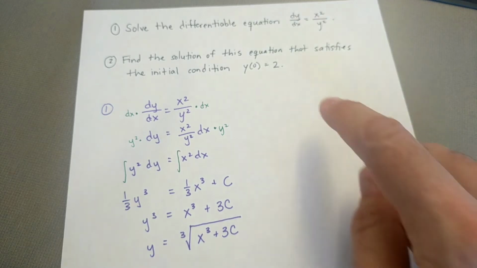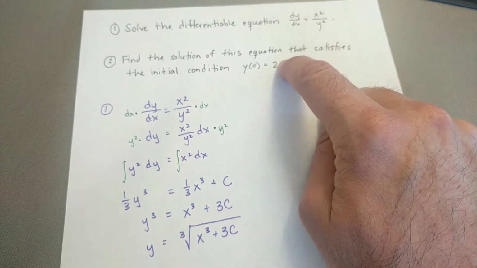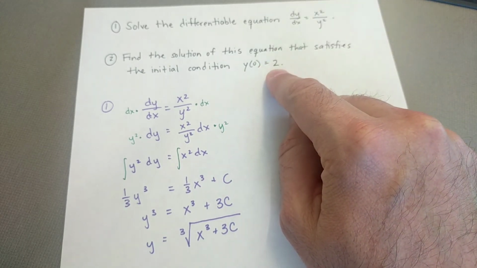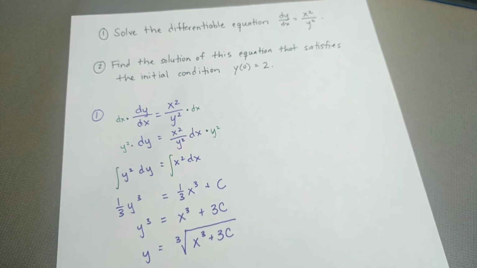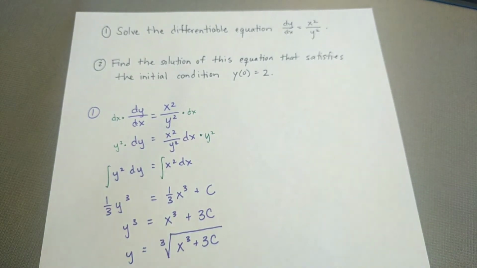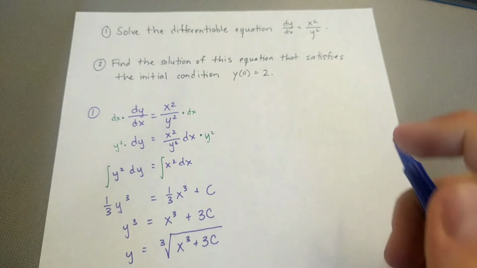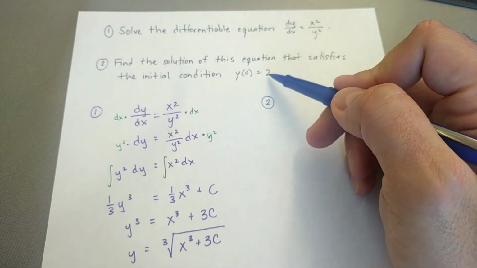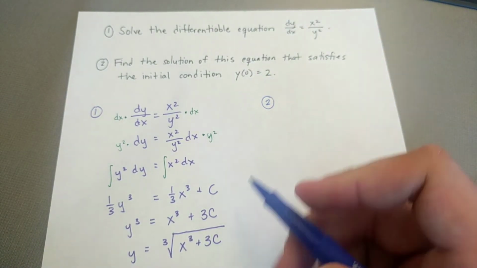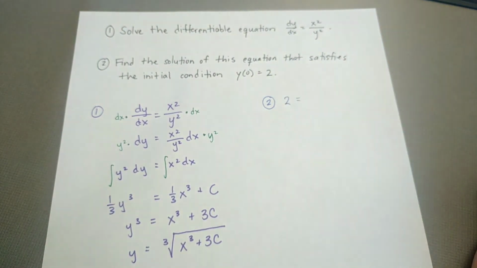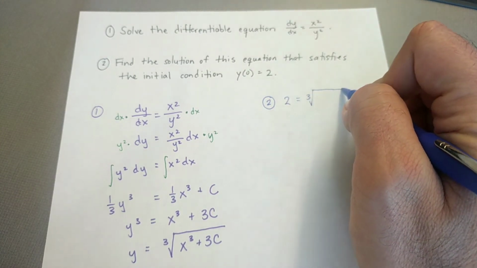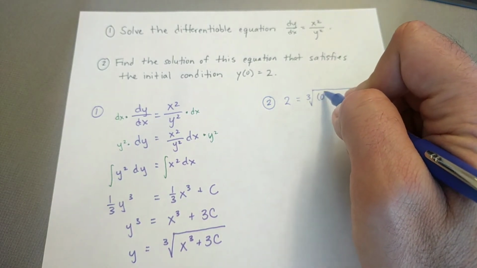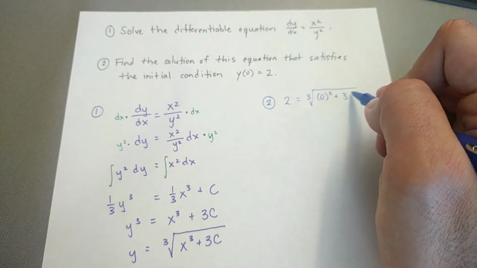All right, so now let's talk about the second thing here. We want to find the specific solution that will go through the point 0, 2. So how do we do that? Well, it's not very different than what we have been doing in terms of finding specific solutions. If we know that the y value must be 2, then starting with this equation down here, we have that 2 is equal to the cube root of, instead of x cubed, we'll have 0 cubed plus 3c.